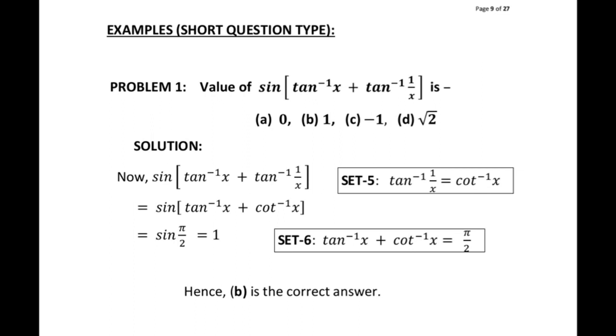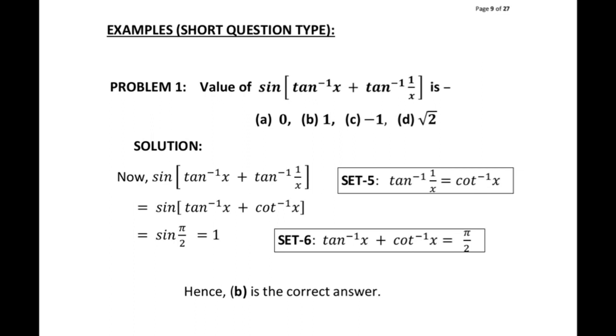Problem 1. Value of sin of (tan inverse x plus tan inverse 1 by x) is: A 0, B 1, C minus 1, D root 2. Choose the correct answer. Let us take first the given expression, and here we have to apply one formula from set 5, which is written in the box, that is tan inverse 1 by x equals cot inverse x.